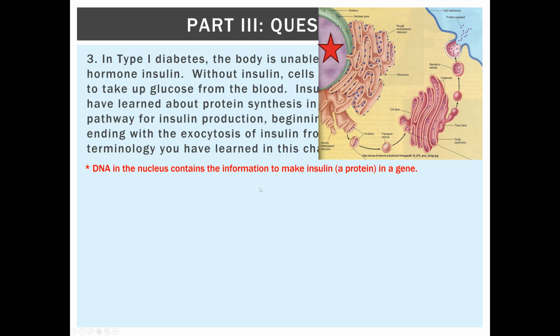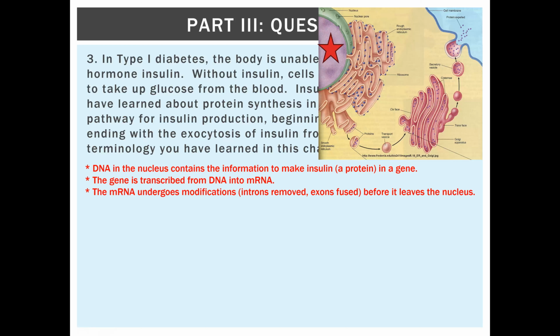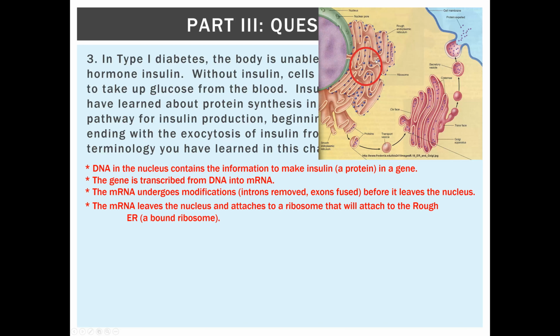DNA in the nucleus contains the information to make insulin in what is called a gene. The gene is transcribed from DNA into mRNA. The mRNA undergoes modifications, like the introns are removed, the exons are fused together, and then it's finally going to leave the nucleus. All right, so now we've left the nucleus.